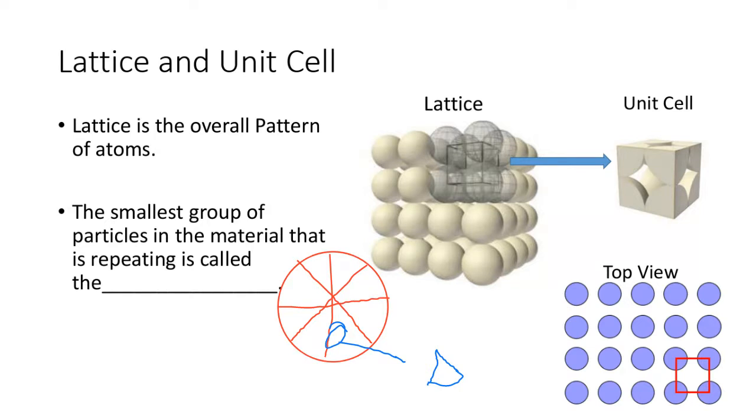Now, let's not go into technicalities, how you cut a piece, why you cut a triangle. There is a way to cut it, but forget it for now. Just remember the terms: unit cell for one piece from the lattice, which is the bigger piece. The smallest group of particles in a material that is repeating itself is called unit cell. So that's the definition.